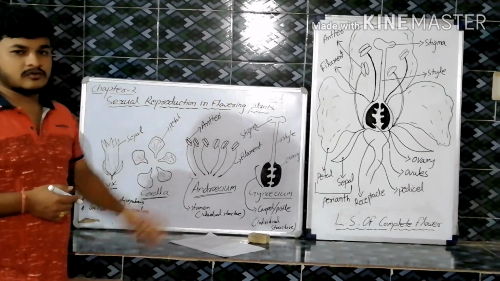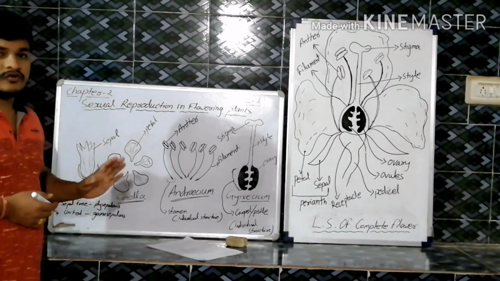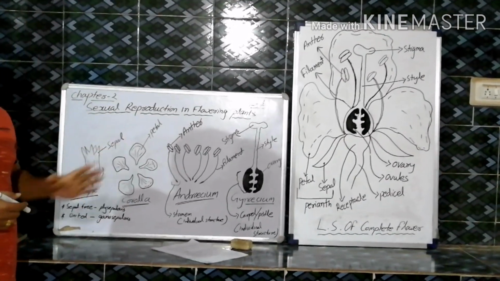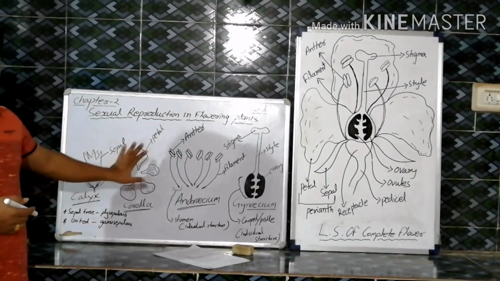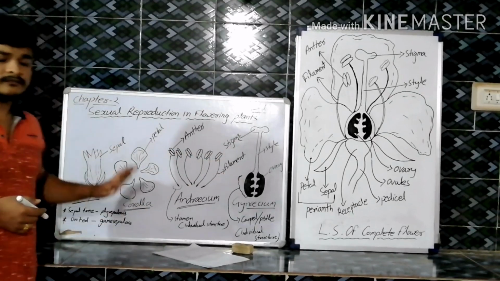Before going to the main structure, I want to tell you the parts of this flower. The structure is mainly divided into 4 parts. One is the calyx, another is the corolla, the third is the androecium, and the fourth is the gynoecium.